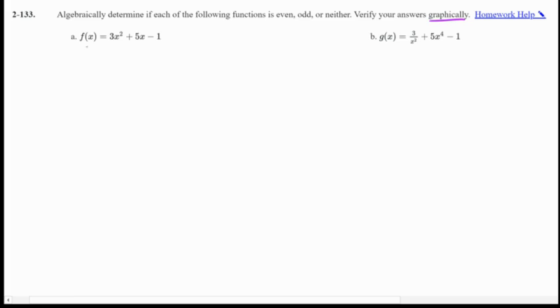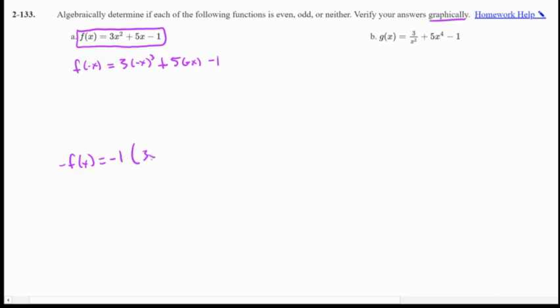The first equation is given to me, f of x. The second equation is when I plug in negative x wherever I see x, and I'll simplify this in just a second. And then the third one will be when I multiply the entire thing by -1. So I'm going to simplify the first one here.